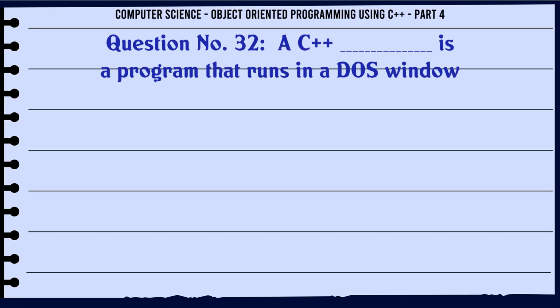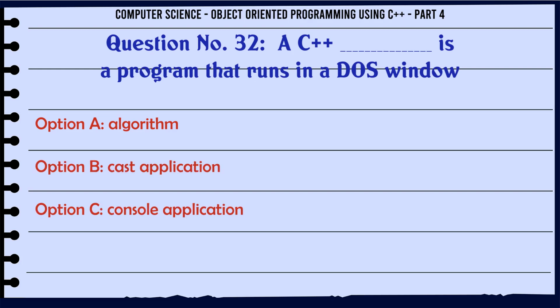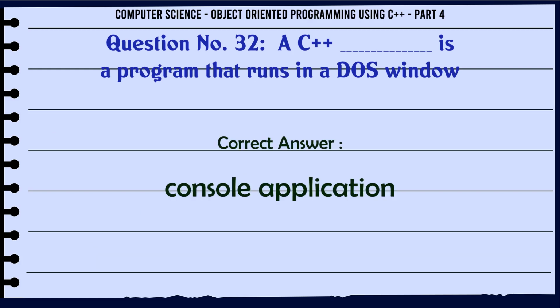A C++ program that runs in a DOS window is a A. Algorithm, B. Cast application, C. Console application, D. Source application. The correct answer is console application.